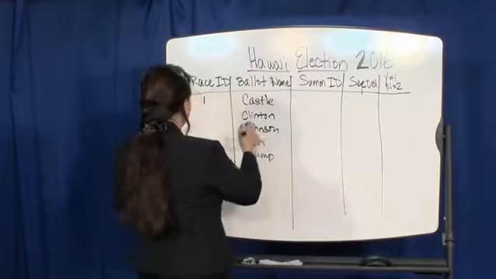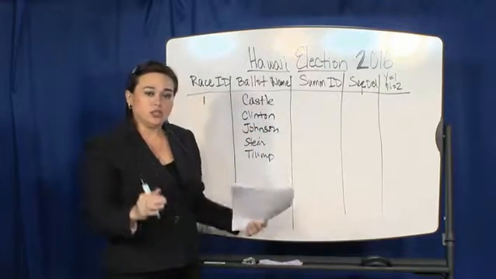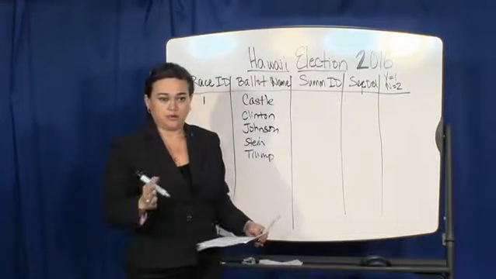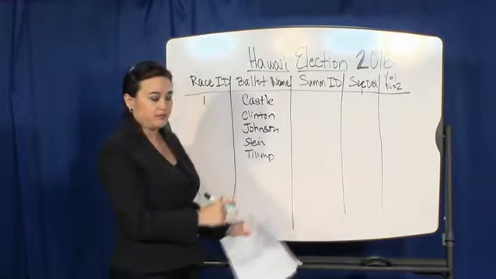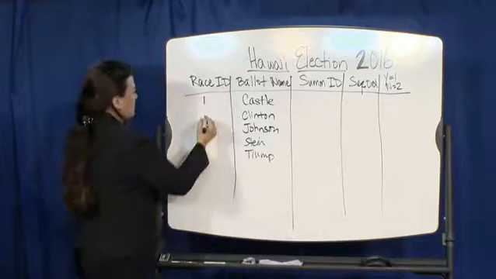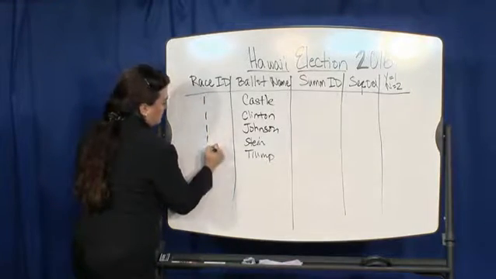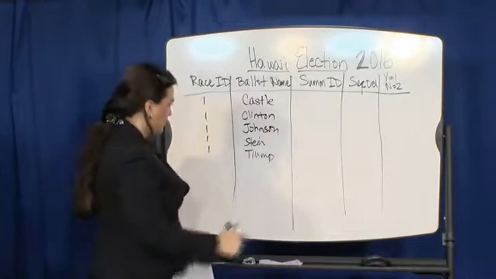Okay, so let's go to race ID. When you look at the data report or the text report that comes from the Hawaii General Election Office, that's where I'm getting my information from. This is all race ID number 1, okay? That was the first big race.